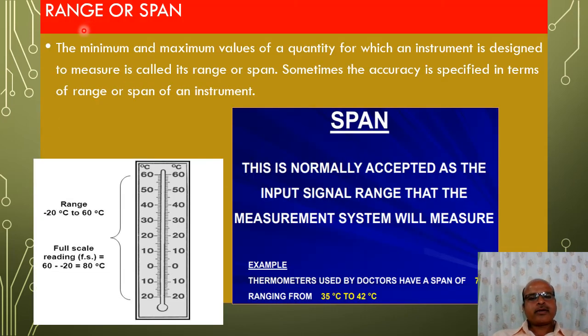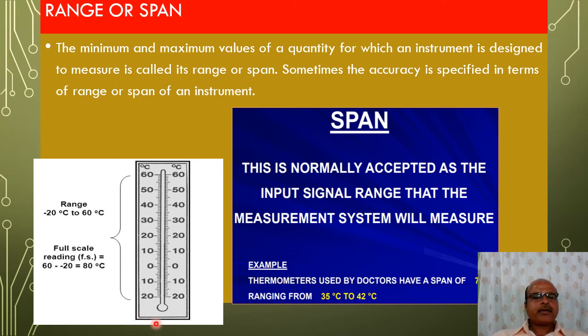Then range or span. Range and span are also important measurement parameters. The minimum and maximum values of a quantity for which an instrument is designed to measure is called a range or span. Sometimes the accuracy is specified in terms of the range or span of an instrument. So what is range or span?